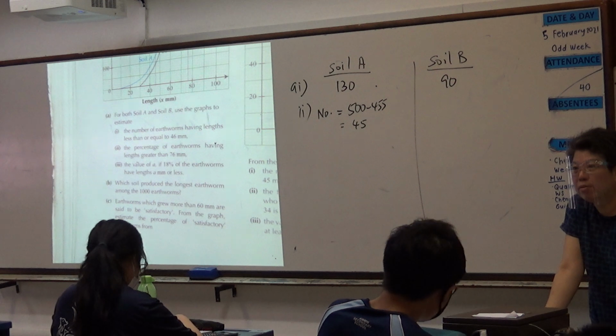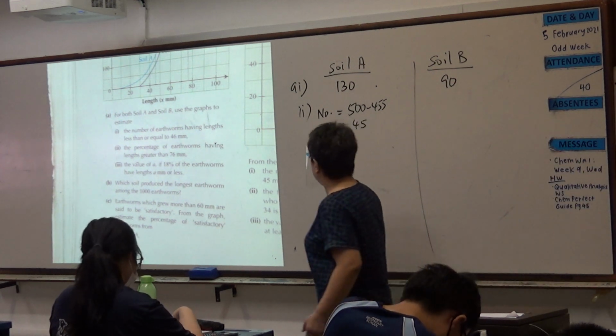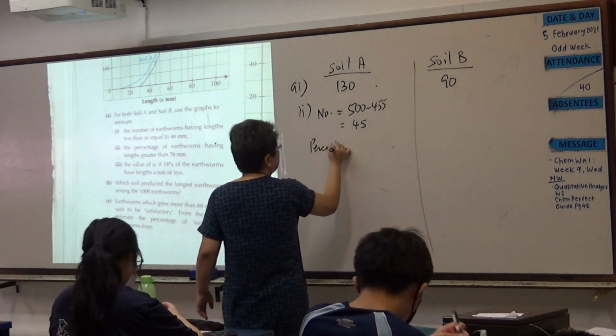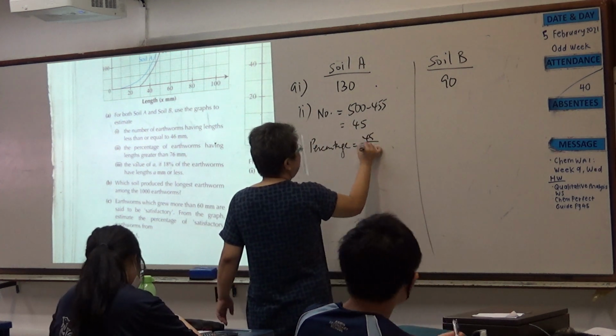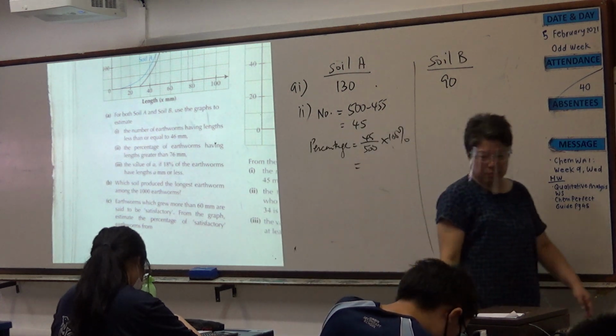Is this 45? After I find 45, is it the end already? No. The percentage will be 45 over 500 times 100%.